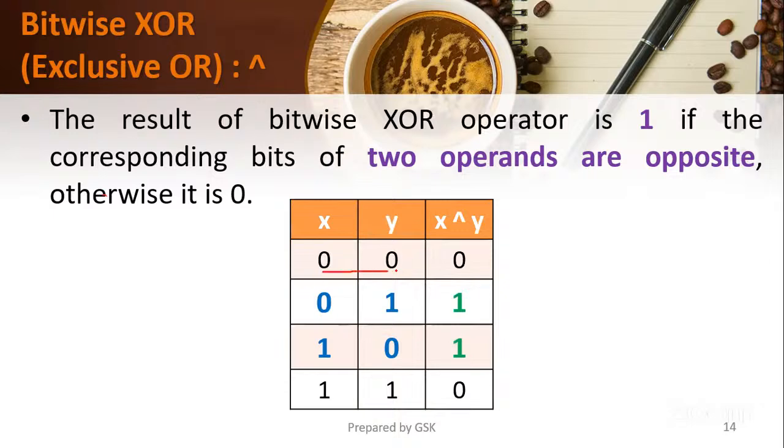0, 0, no opposite bits, same bits. So in this case, 0. 0, 1. 1 bit is 0, 1 bit is 1. So opposite bits. In this case, the output is 1. And third case, first bit is 1, second bit is 0. Even though those two are opposite, right? One bit is 1, and second bit is 0. In this case also that returns 1. 1, 1, two are same, not opposite. So in this case, it returns 0. This is the rule you must remember when you are working with bitwise exclusive OR, that is represented with caret symbol.